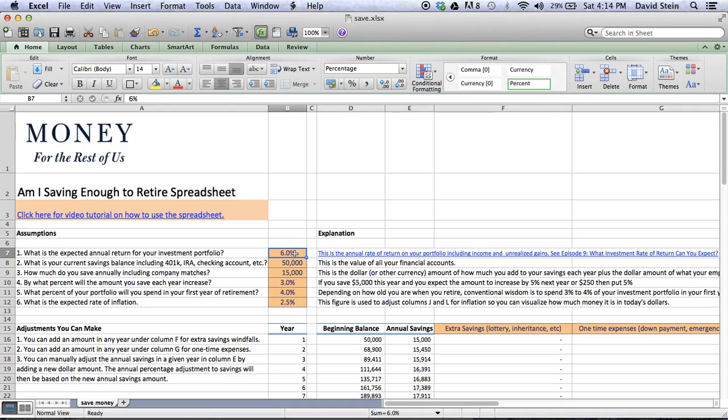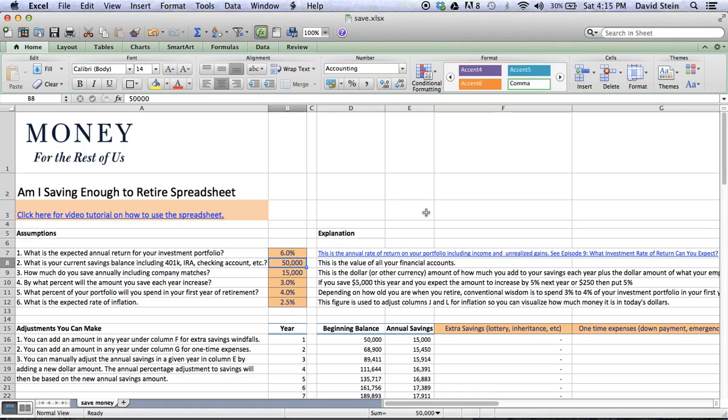If you listen to episode 9 of Money for the Rest of Us, what investment rate of return can you expect? I laid out a case of why I expect investment returns to be on the low side over the next 10 years. But if you're in your 20s, you're investing for 20 or 30 years, you might have a little higher assumption. And at the very end, I'll talk about one challenge with these type of spreadsheets when you choose a specific rate of return. But let's go to the next assumption.